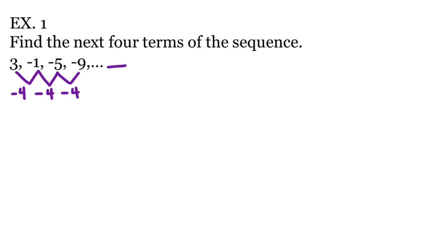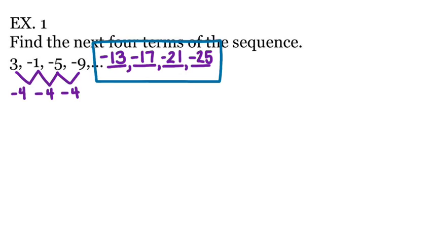From -9, if I subtract 4, that's going to be -13. -13 minus 4 gives me -17. -17 minus 4 will be -21. And -21 minus 4 is -25. So those are the next 4 terms in the sequence.